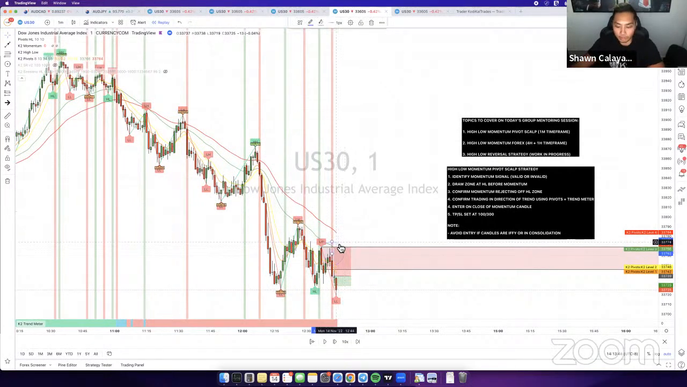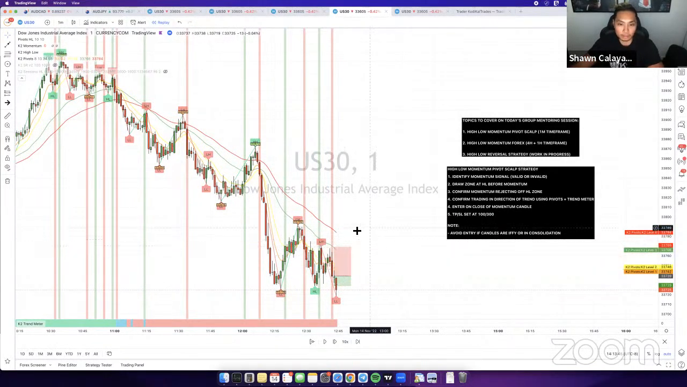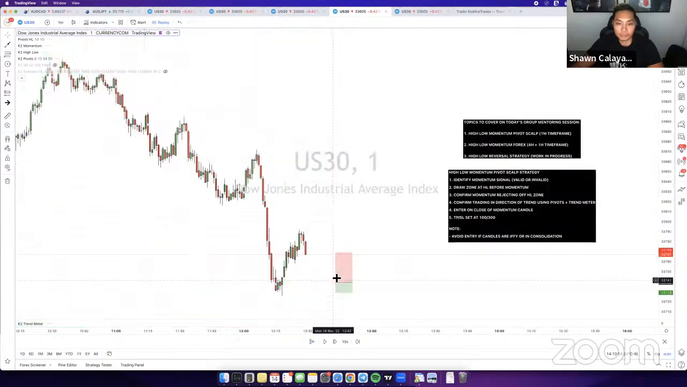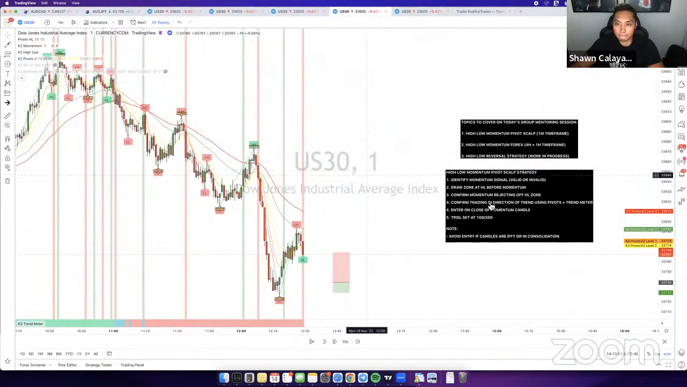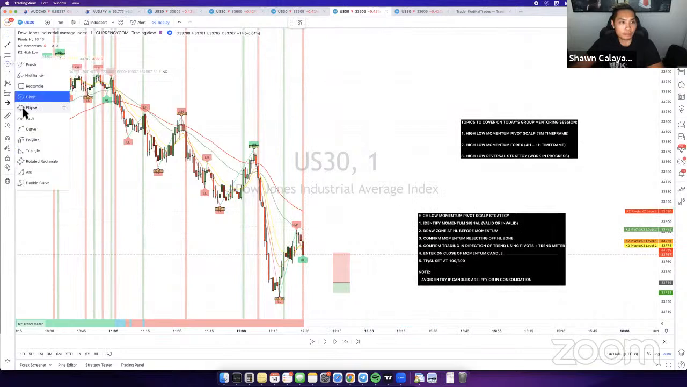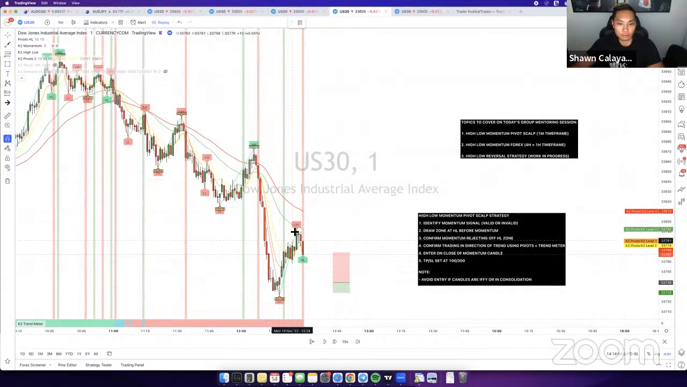So there's one requirement, right? There's one example right there. I can see another one right here. I'm just going to rewind to that real quick. Same requirements. Identify momentum signal. We have a sell momentum right there. Draw a zone at the high low before momentum. You have a zone right there.